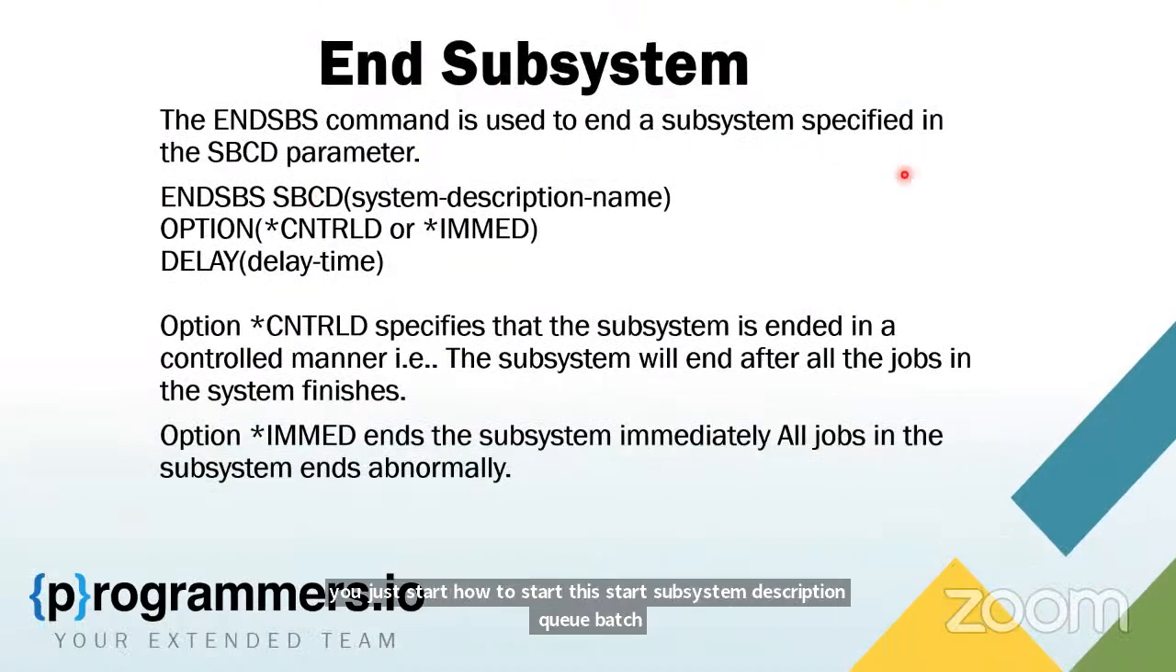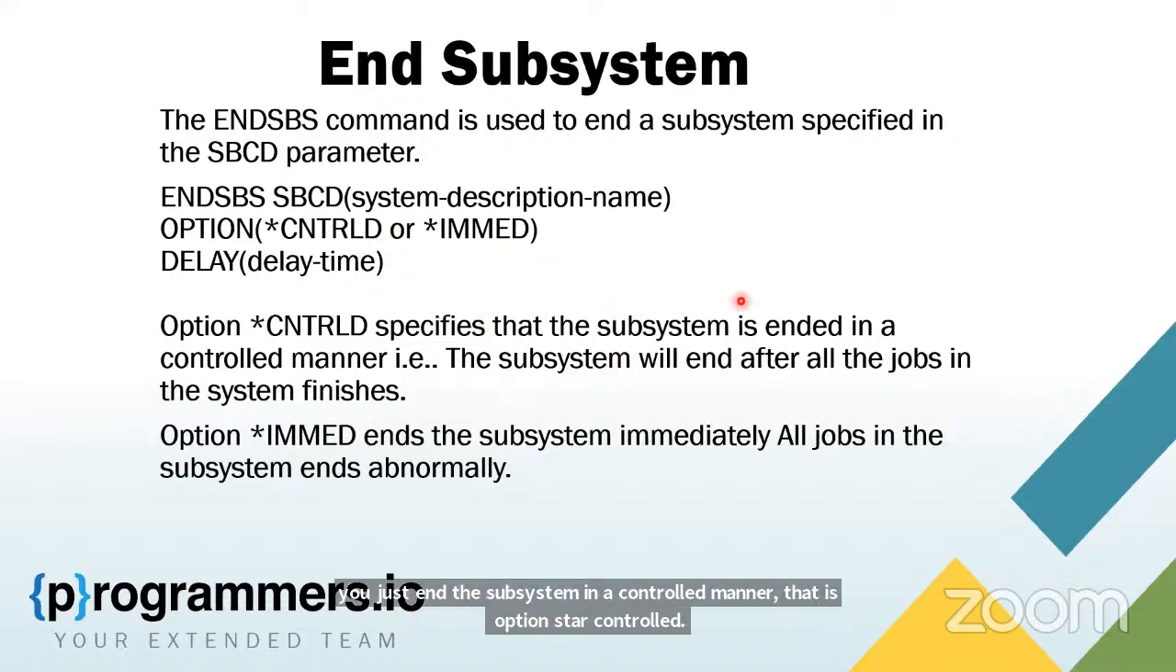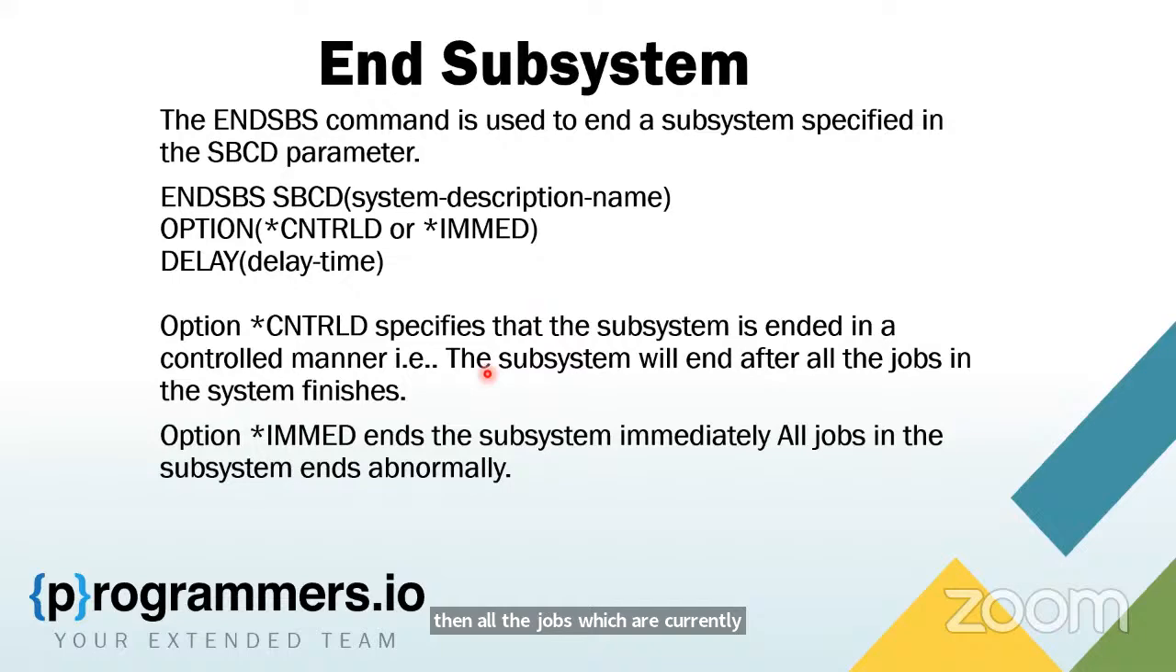You can also end the subsystem. Once you end the subsystem, all the jobs also will finish processing and then end by themselves. If you end the subsystem with option star immediate, all the jobs also end, but they end abnormally. If you end the subsystem in a controlled manner, that is option star controlled, then all the jobs which are currently executing will finish and then end.